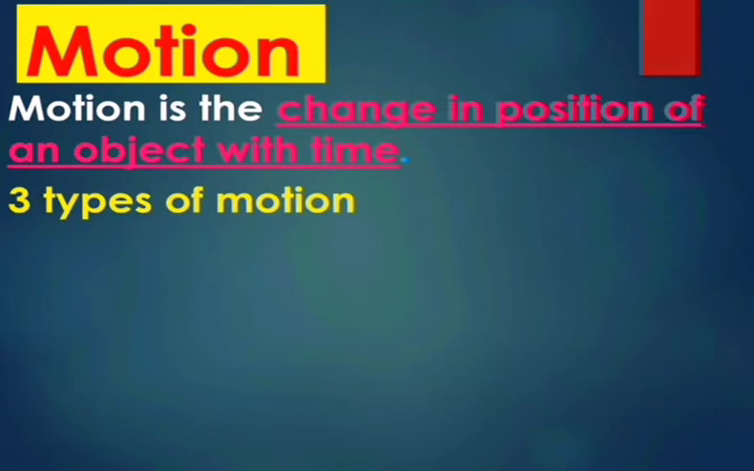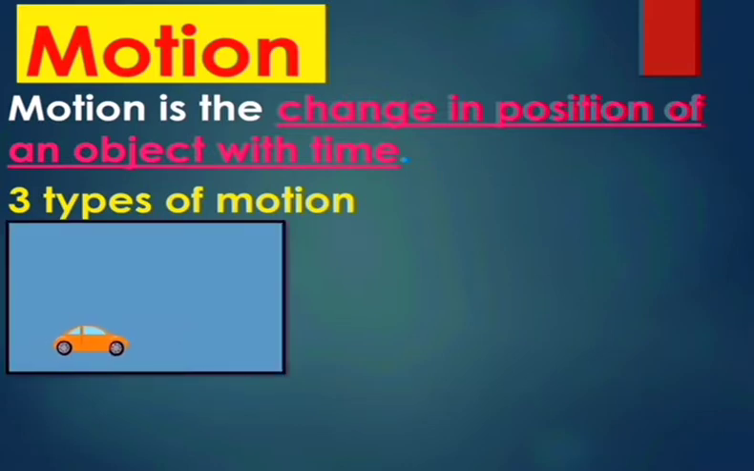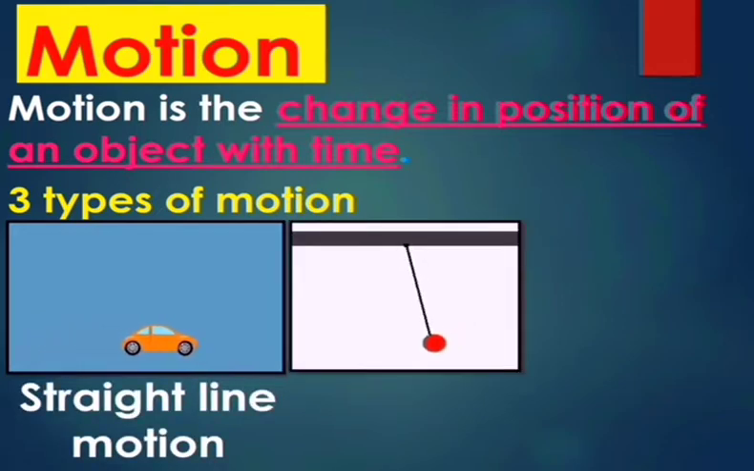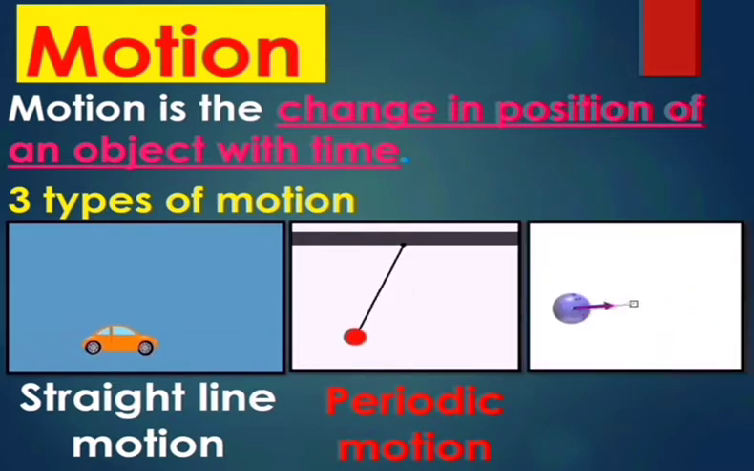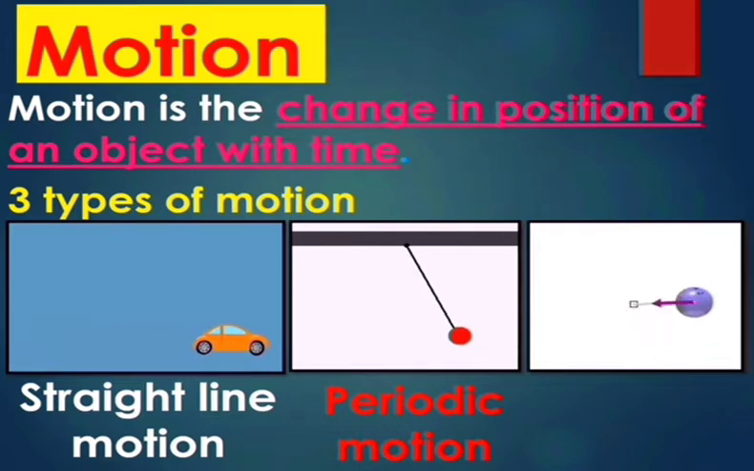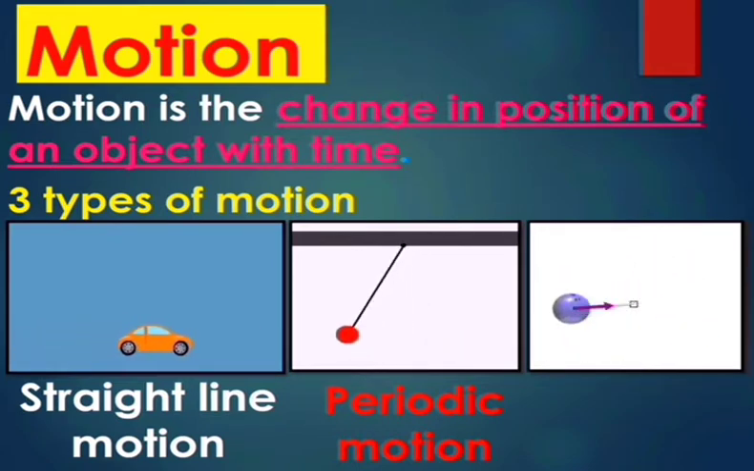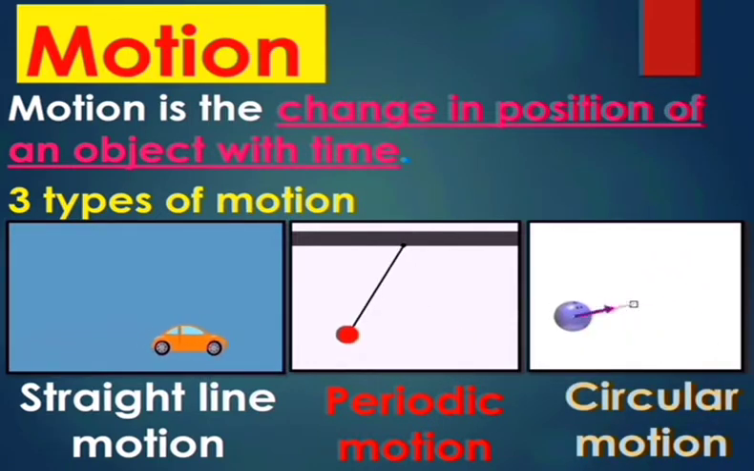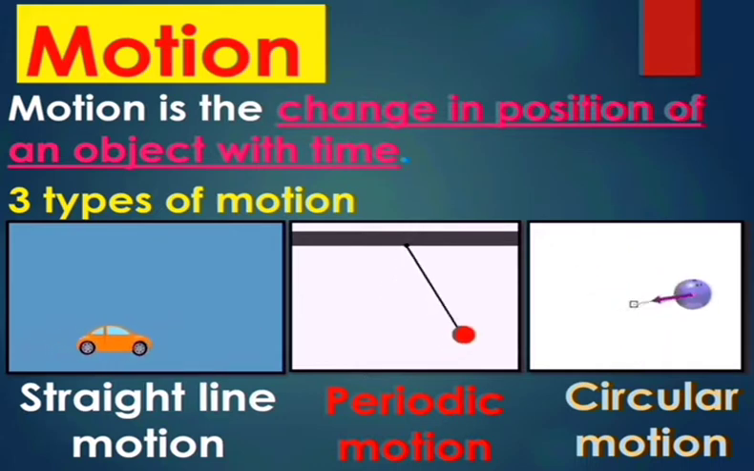Now there are three types of motion. In the first clip we have a car moving straight, that is, it is moving in a straight line. This type of motion is called straight line motion. Now look at the next picture carefully. You can see the movement of a pendulum to and fro. This is called periodic motion. What can you see in the third clip? There is a ball and it is moving 360 degrees. So you can say that it possesses circular motion. So there are three types of motion: straight line motion, periodic motion and circular motion.